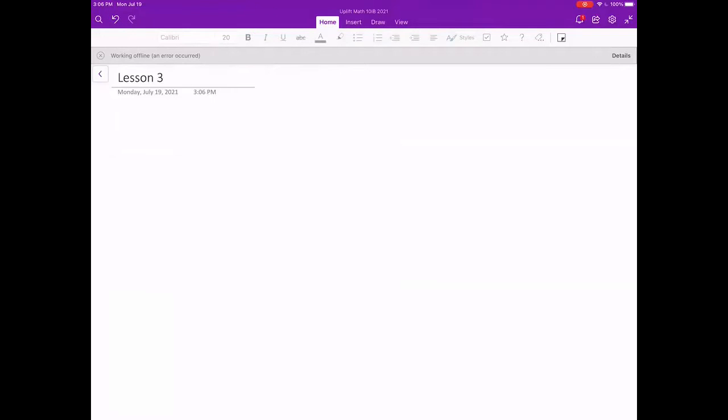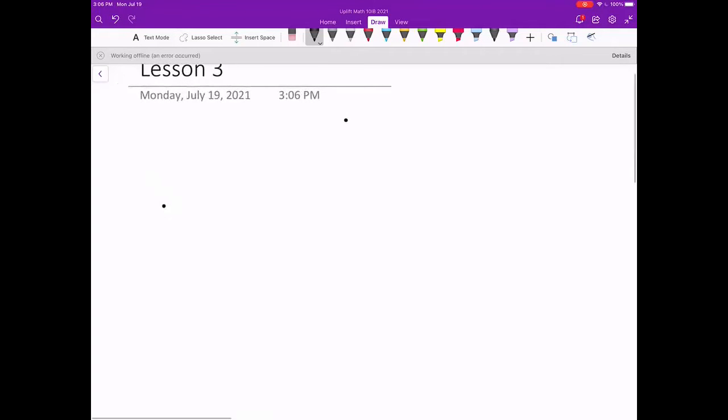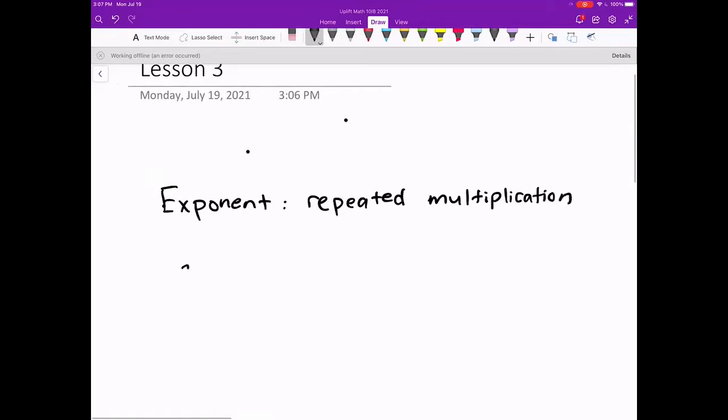Okay, so today we're going to be talking about lesson 3, which is about exponents and radicals. So first, we're going to go through some definitions. An exponent is just a simpler way of describing repeated multiplication. It usually comes in the form of x to the y. So we have an x, and then there's a small y on top.